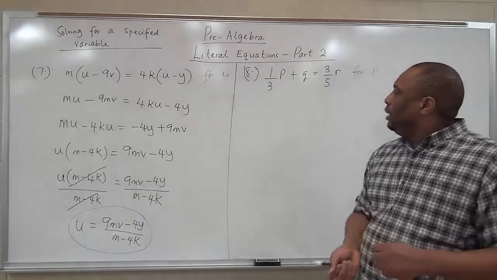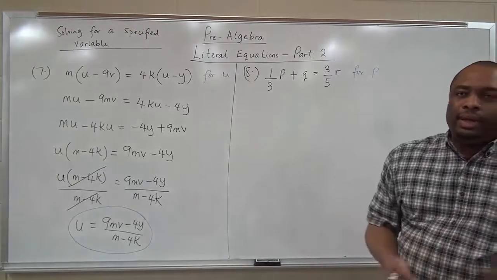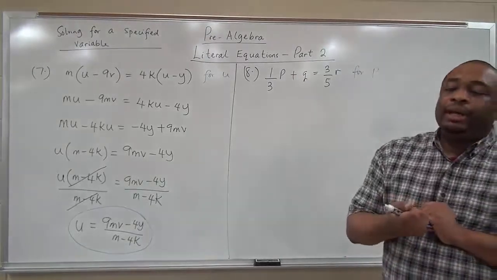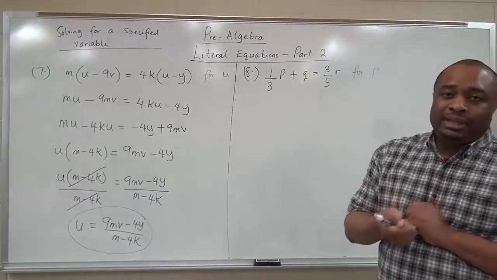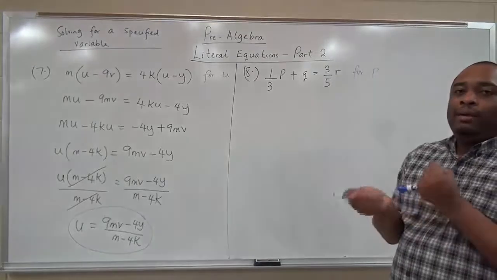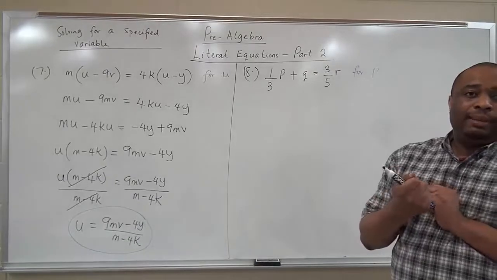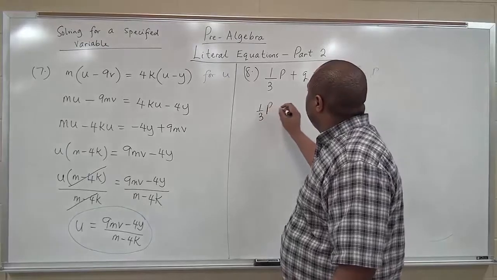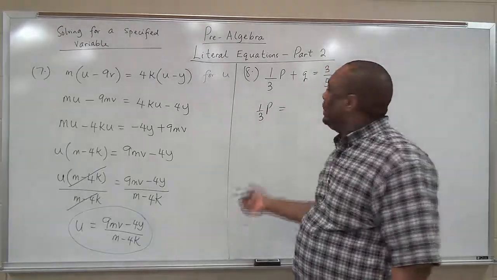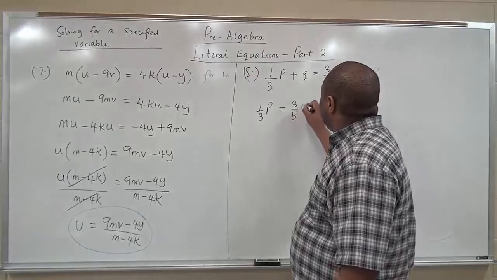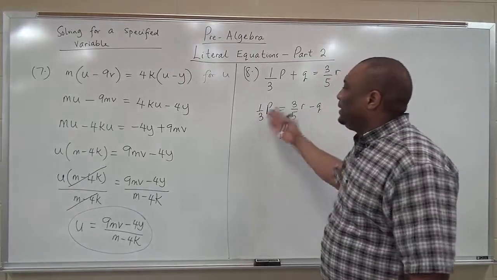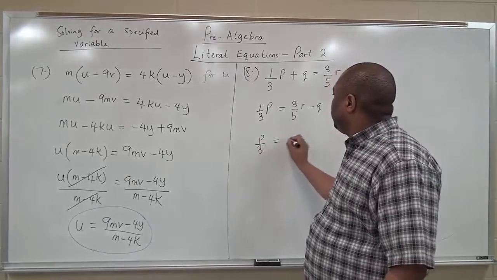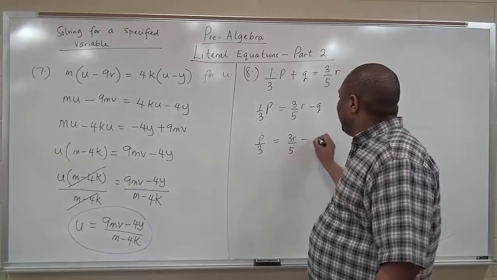In this case, we have several ways we can do it. We can subtract q from both sides first, and then multiply everything by the LCD. So we can do this: 1 over 3 times p equal to, subtracting q from both sides, 3 over 5 times r minus q. This is like saying p over 3 equal to 3r over 5 minus q.